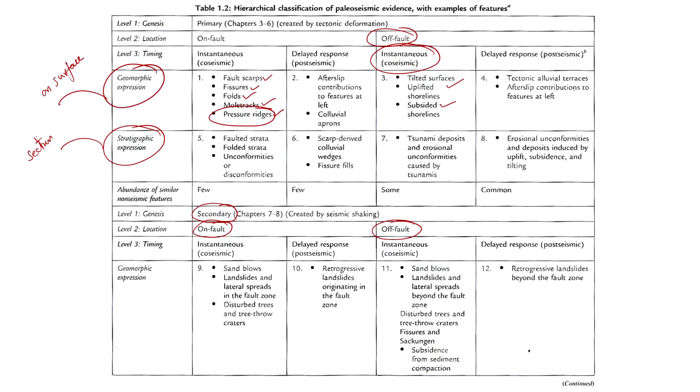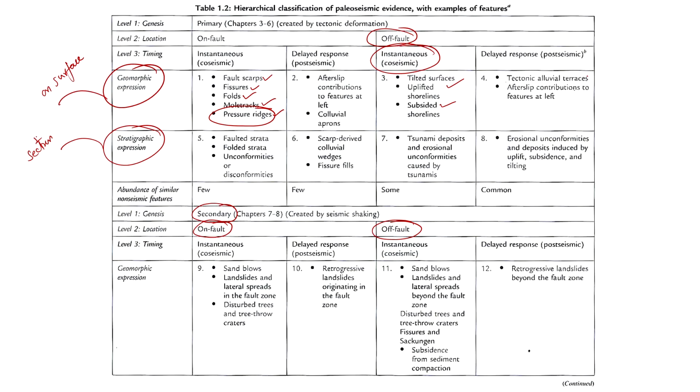So, it has a longer time span after the earthquake. So, tectonic alluvial terraces, because erosion will occur if there is a change in the base level. For example, you have the slope. Now, this portion has gone up. So, the river will try to cut here, and that will result in the formation of alluvial terraces, and this will be after. So, this is a delayed response.